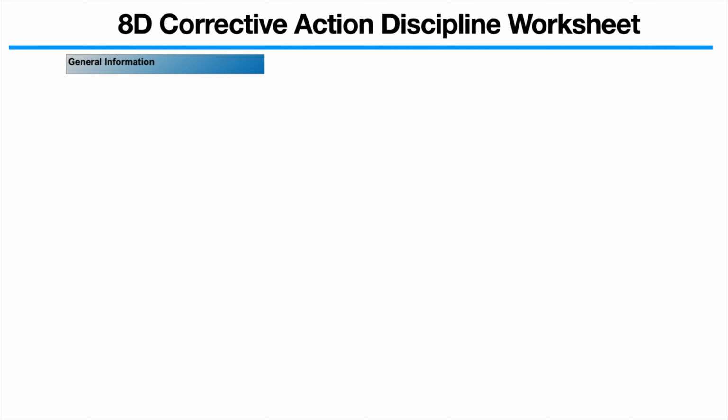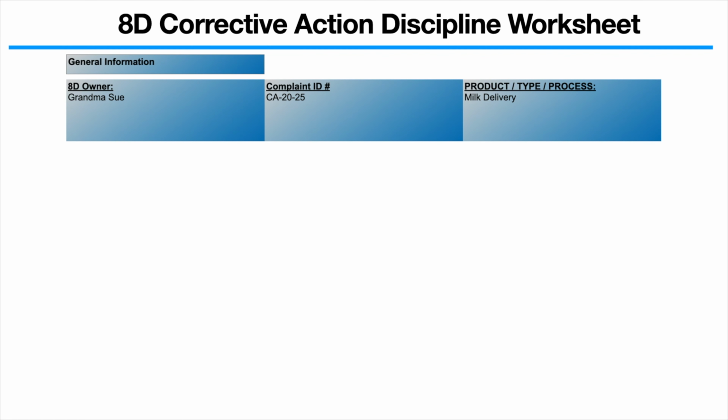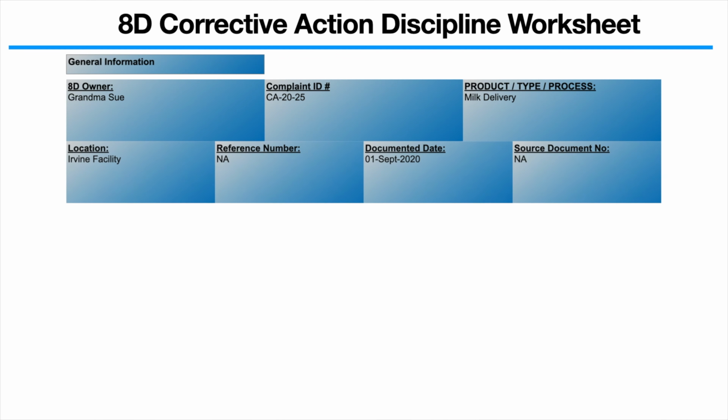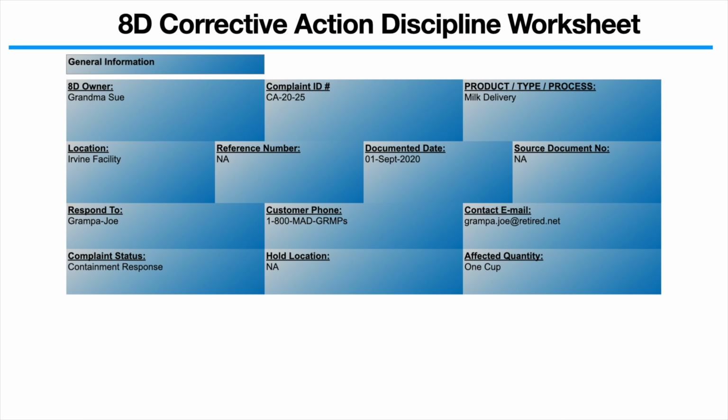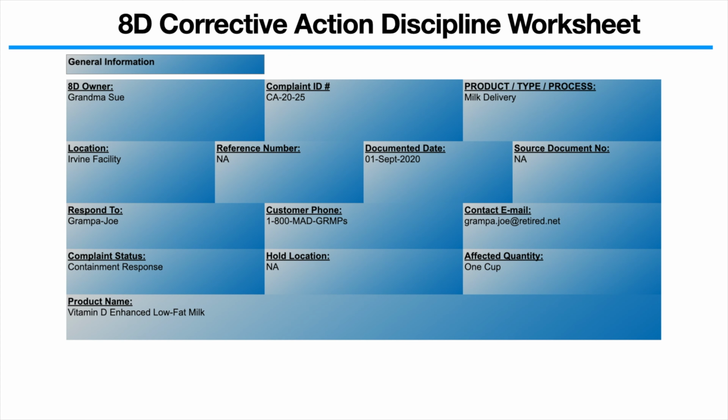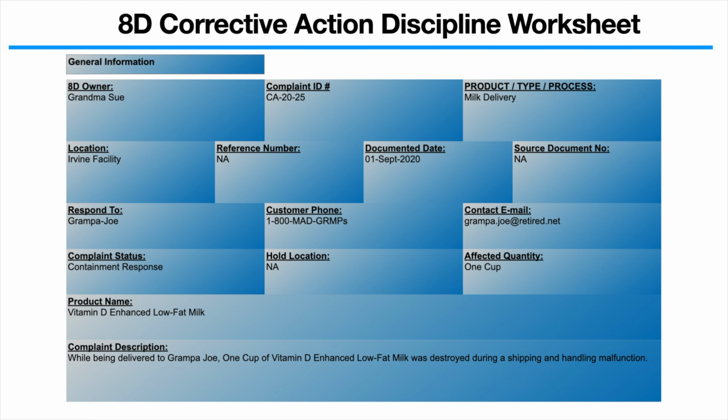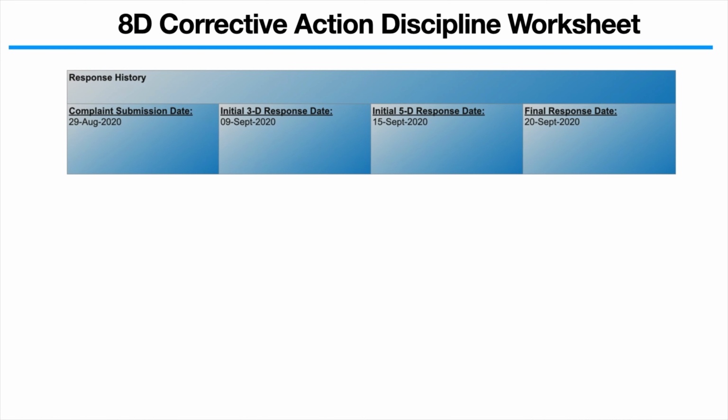Let's get started. In the first area, we need to add some general information. Who's going to own the 8D? In this case, Grandma Sue, the company boss. We need some way of identifying the complaint, the product, the date, who to respond to, something about the product, and finally, a description of the complaint. Before getting to the disciplines though, we also need to have an area where we can update response history.